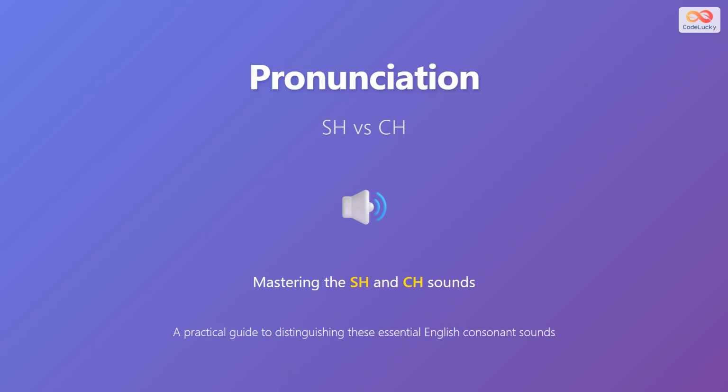Welcome to this pronunciation lesson. Today, we will learn how to distinguish between two important English sounds, SH and CH. These sounds are often confused by English learners, but with practice, you will master the difference. By the end of this lesson, you will know exactly how to produce these sounds correctly and use them in real conversations.